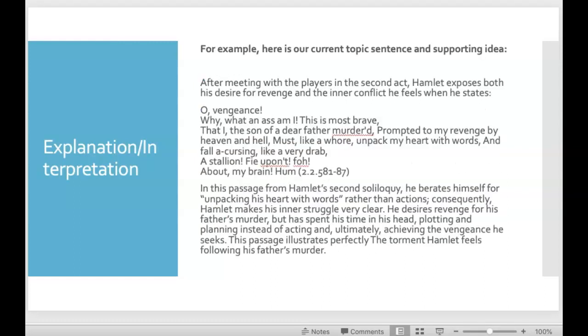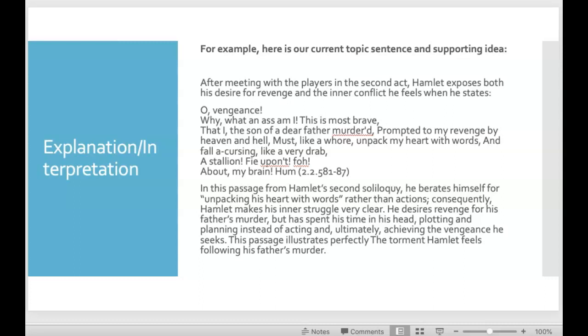Let's have a look at our next slide. So here's our current topic sentence and supporting idea. After meeting with the players in the second act, Hamlet exposes both his desire for revenge and the inner conflict he feels when he states, "O vengeance, why, what an ass am I! This is the most brave that I, the son of a dear father murdered, prompted to my revenge by heaven and hell, must like a whore unpack my heart with words and fall a-cursing like a very drab, a stallion, fie upon it, foh, about my brain, hum."